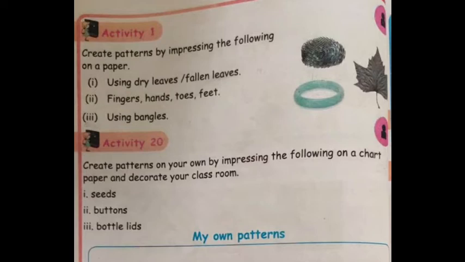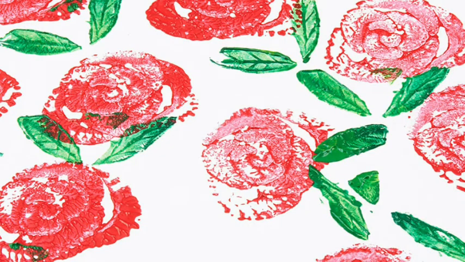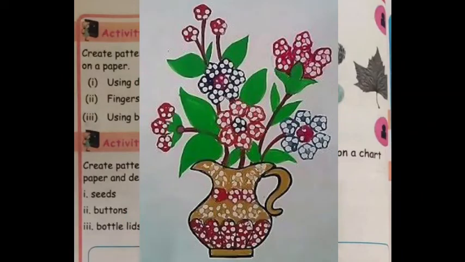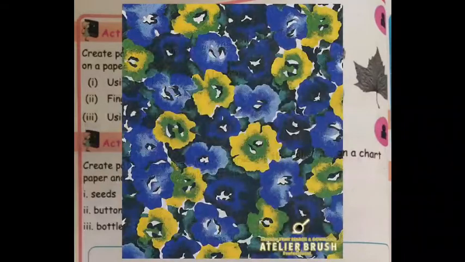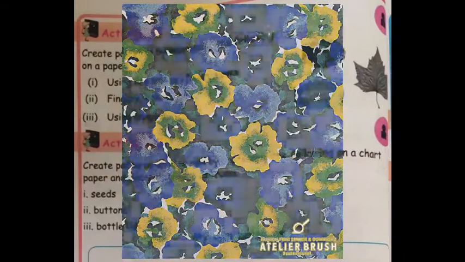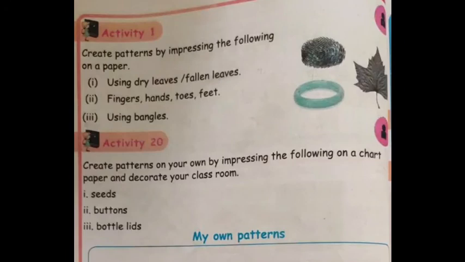Create patterns by using seeds, buttons, bottle lids. Even you can use vegetables like lady's finger, cabbage. Cabbage will give very interesting patterns. And you can dip cotton in color and then press on the plain paper, like a sponge. All those things you can try. It will give you fantastic patterns again, and you can print it in a specific way, in different directions, up and down, right and left sides. Like that you can create patterns by yourself.